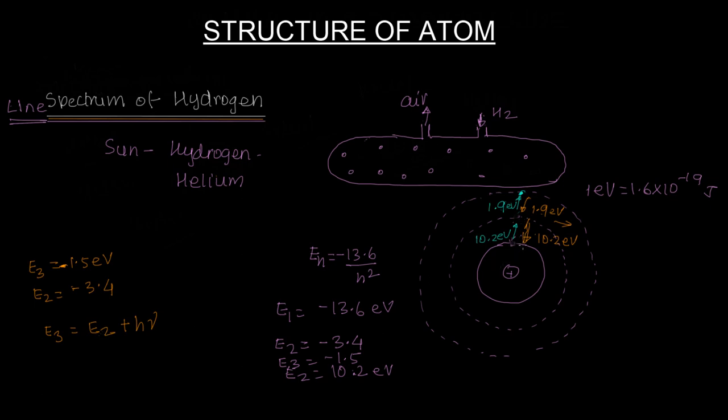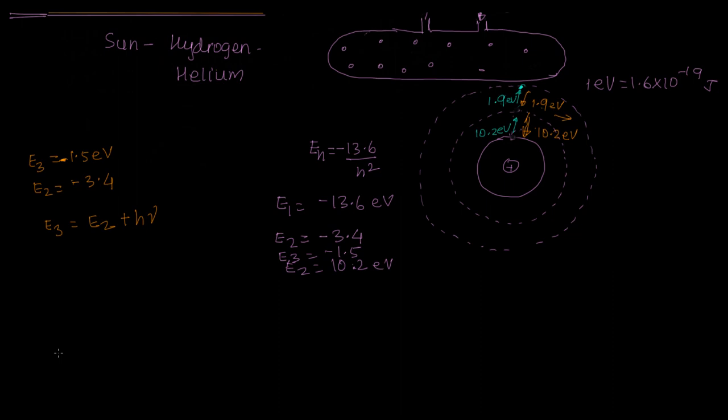When you fall here, the energy of the electron is that, and that is lesser than this. So what happened to the remaining? It went out as a photon, right? This is the energy conservation. E3 is the higher one, E2 is the lower one, plus h nu. So E3, minus 1.5, is equal to E2, minus 3.4, plus h nu. I'm trying to find out the frequency of the photon emitted when you fell from the third to the second level. So 3.4 minus 1.5 is equal to h nu.